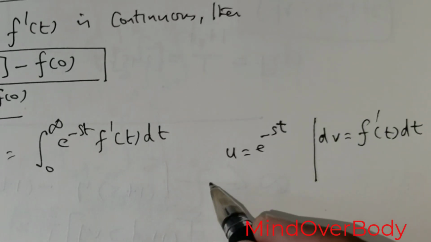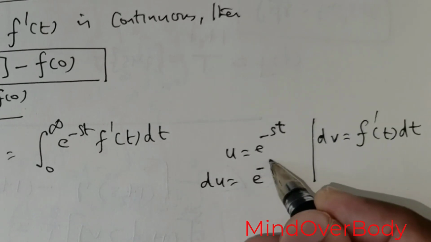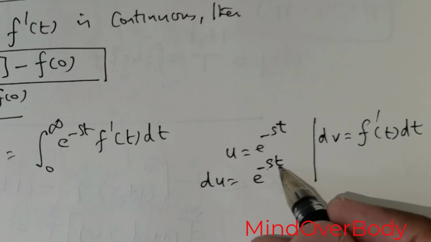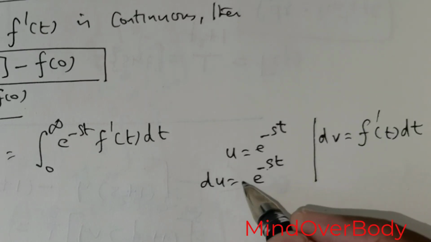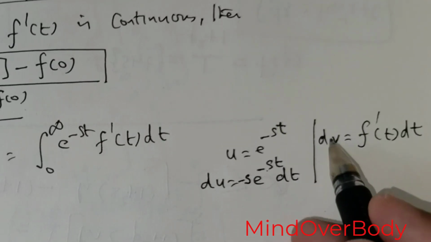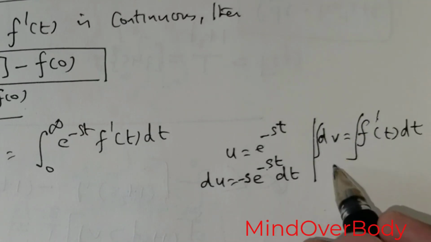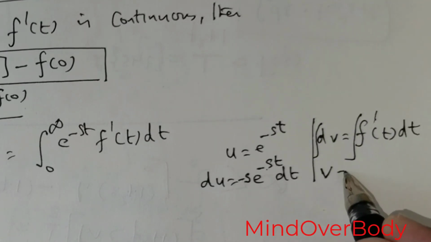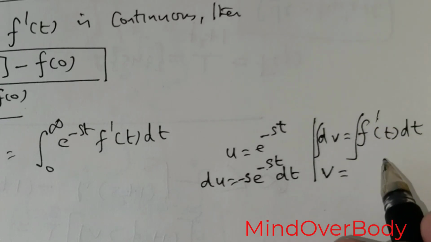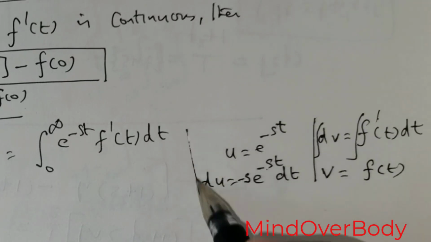Now I am going to differentiate u, I get du. I am going to differentiate this quantity. This is going to be e raised to the power of negative st. The differentiation is with reference to t, so the coefficient of t is negative s, substitute that, times dt. Now in this case I would have to integrate because my intention is to get rid of this differentiation. So the integral of dv will give me v, and the integration of f dash of t dt will give me f of t. That's it. Fair enough.